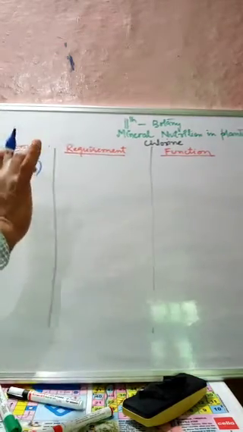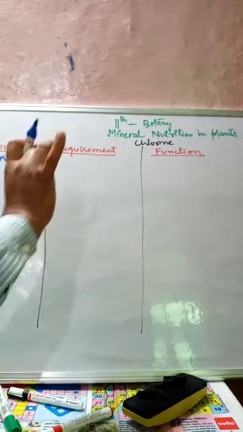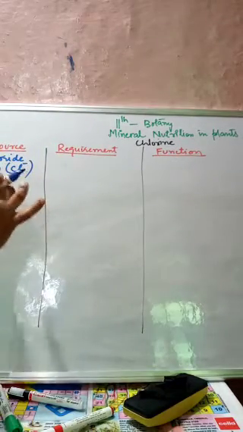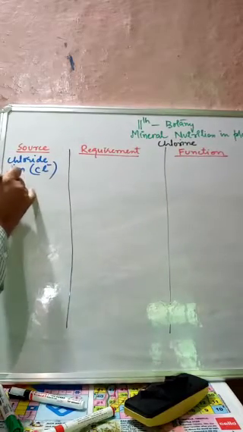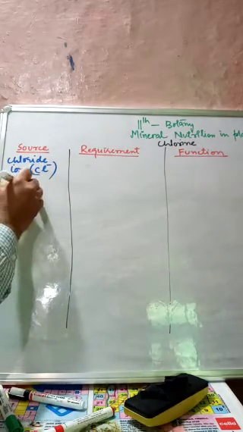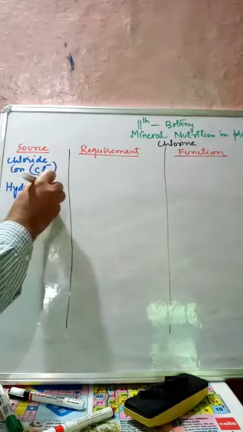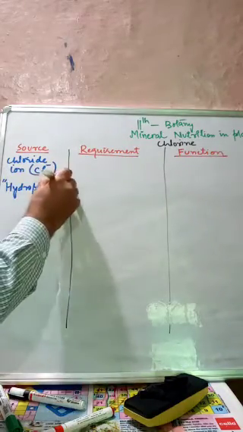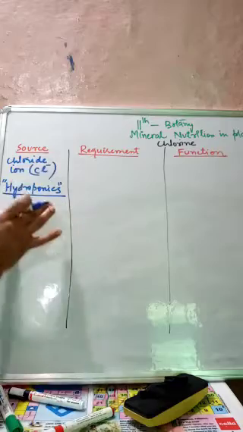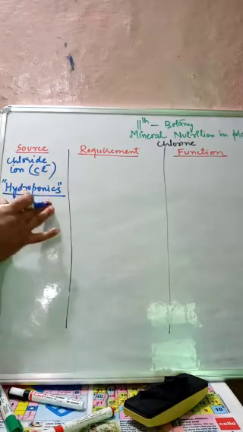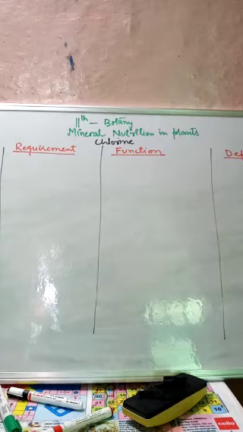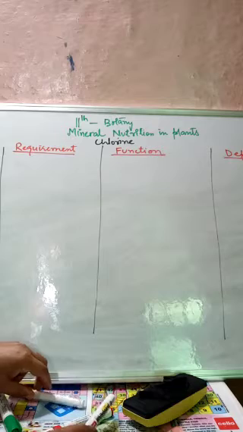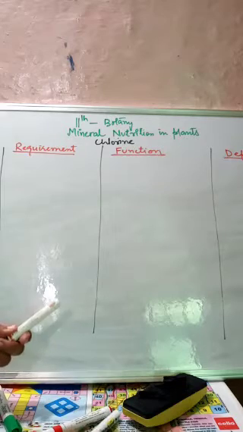However, its deficiency and its functions are being studied under controlled conditions like hydroponics, in which we try to study it. Whatever deficiency it has can be studied under controlled conditions. So the main source is this chloride ion. Now we can say chloride anion, chlorine anion.